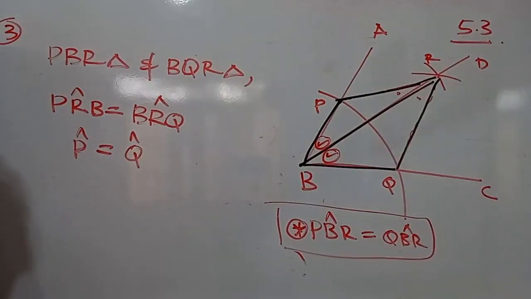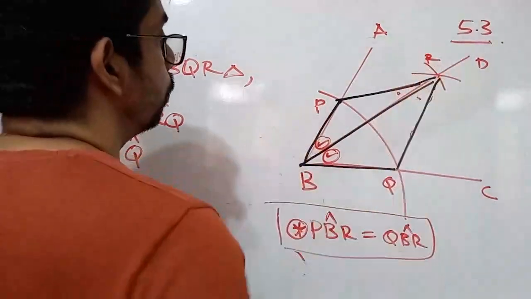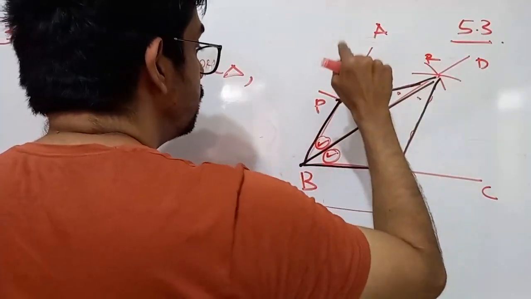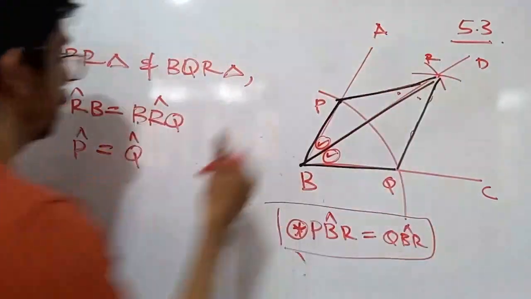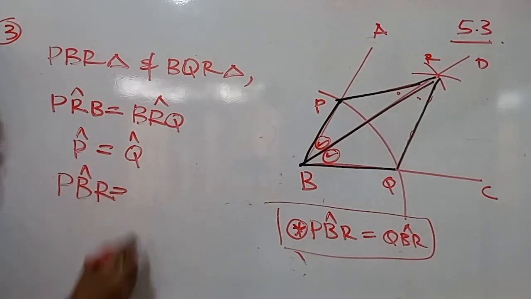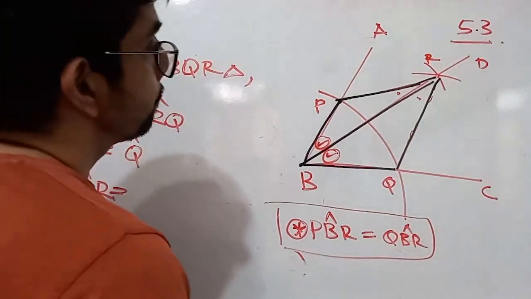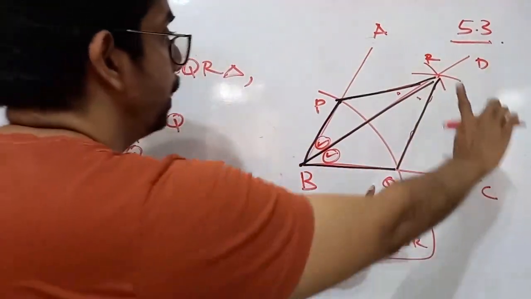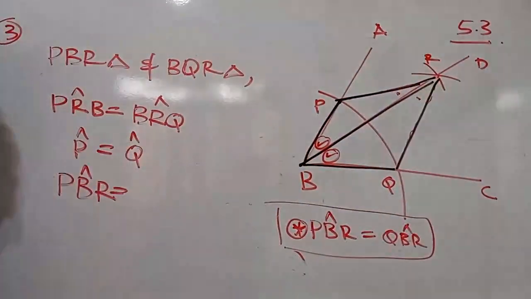Right. Next let's take this side PR. What's the opposite angle to PR? That is PBR. PBR. We know PR and QR are equal in length.